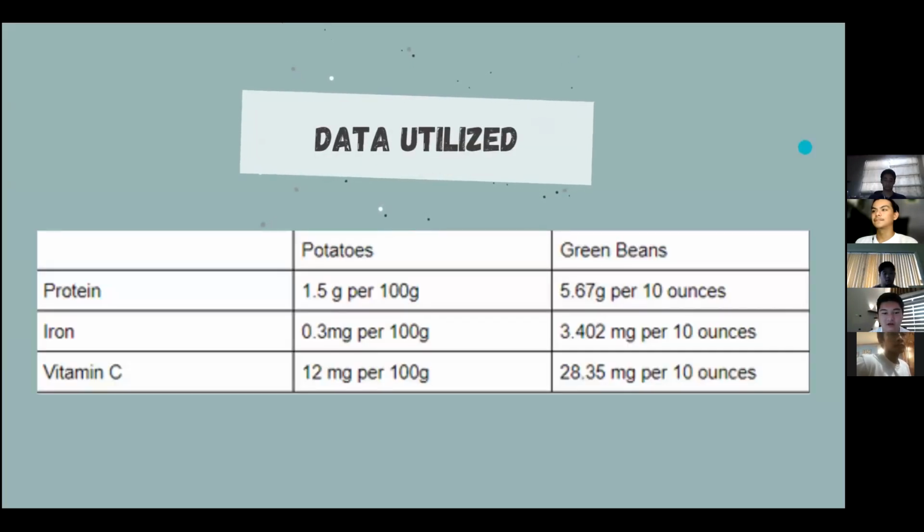The data shown in the slide is the data provided by the paper and shows the 3 nutrients that can be gained from potatoes and green beans, with values per 100 grams and 10 ounces.